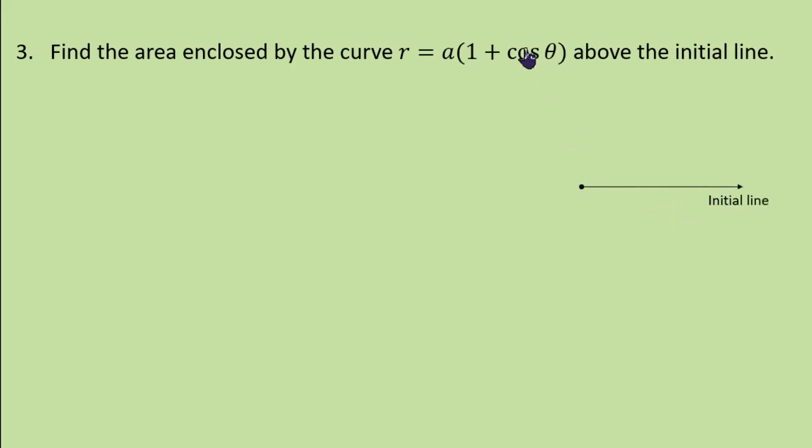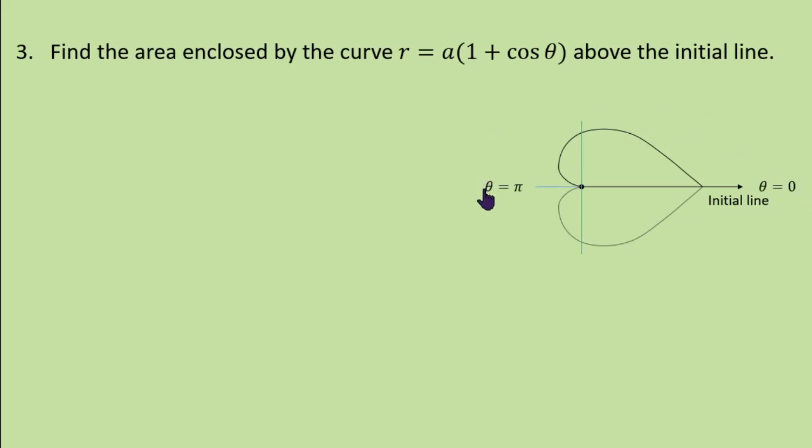See the logic here? r equals a into 1 plus cos theta. When theta is 0, r is 2a. When theta is pi by 2, r is a. So 2a to a to 0. And hence the cardioid shape is like this. When theta is pi, r becomes 0, and it is symmetric about the initial line, so there is a lower part. But we want the area of this cardioid above the initial line, and hence theta varies from 0 to pi.